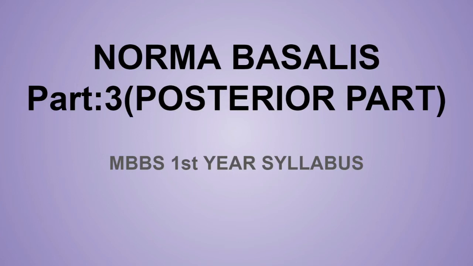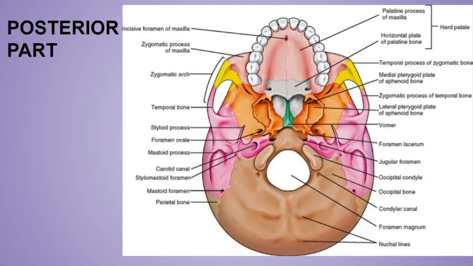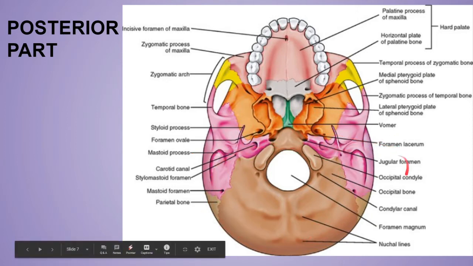Today we will discuss the norma basalis, posterior part. First of all, in this diagram, the posterior part extends from the imaginary line that is drawn from the anterior part of this foramen magnum, somewhere over here. It begins from this part up to the end. This whole region is the posterior part of the norma basalis.